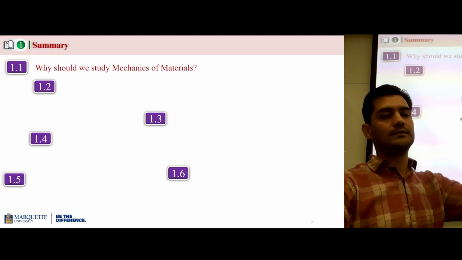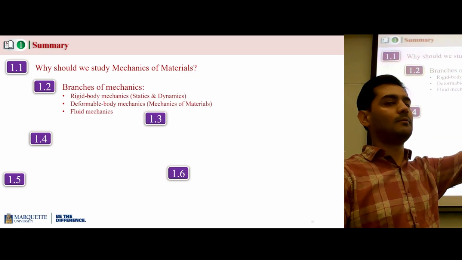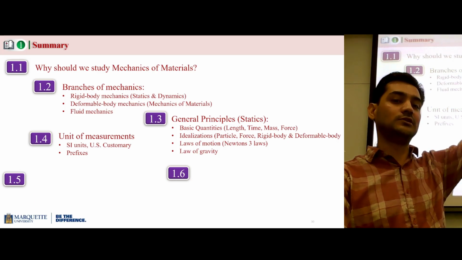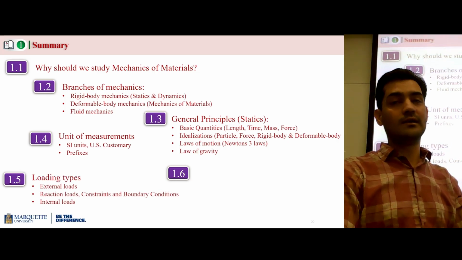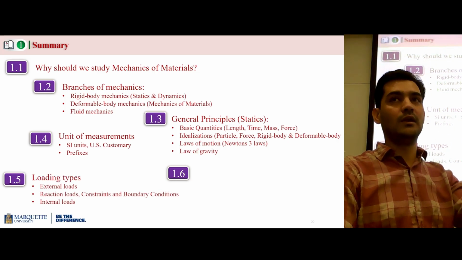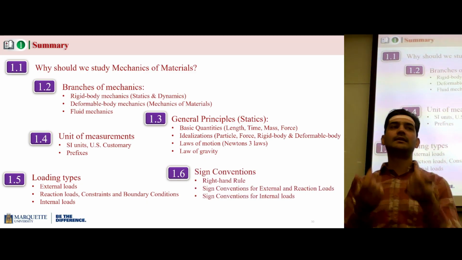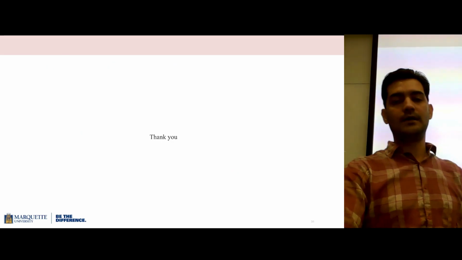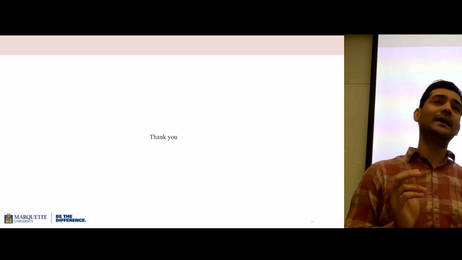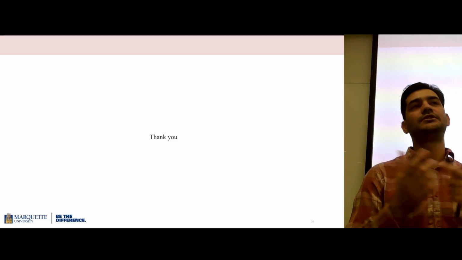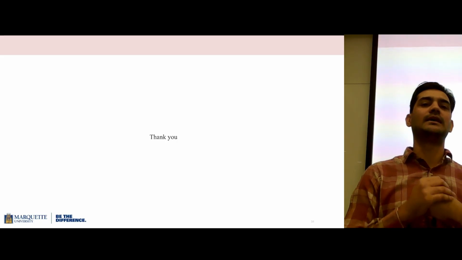So this is what we discussed. We talked about mechanics of materials, branches of mechanics, and some general principles. We talked about the two systems of units, loading conditions, and loading types, which are super important. We need to know external load, reaction load, internal loads, and then we talked about sign conventions. In the next lecture, we're going to do some calculations. Basically, it's going to be a revision of statics, and from the next chapter, we'll talk about stress and strain. That's going to be chapter 2.